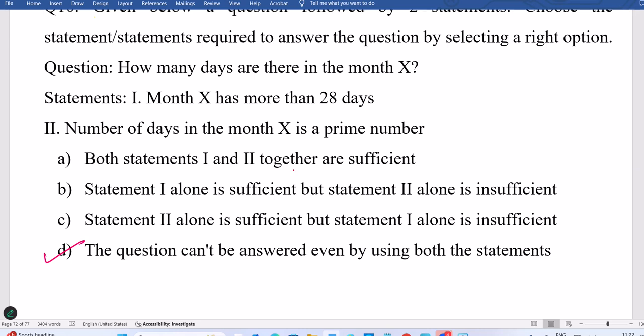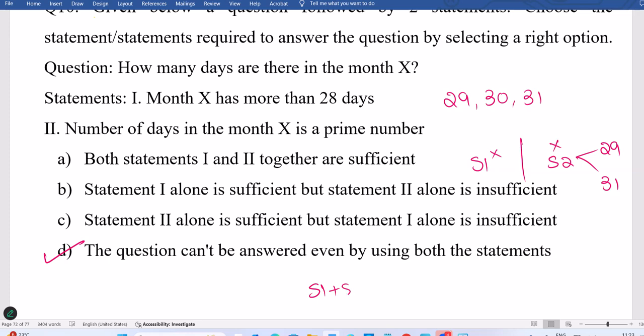How many days are there in the month X? See, month X has more than 28, which means it can be 29, 30, 31. We know there are months with 29 days, 30 days, 31 days. So one alone, I am not able to decide. Now let's see two alone. The number of days in the month X is a prime number. 29 and 31 both are there. So I cannot decide with two alone.